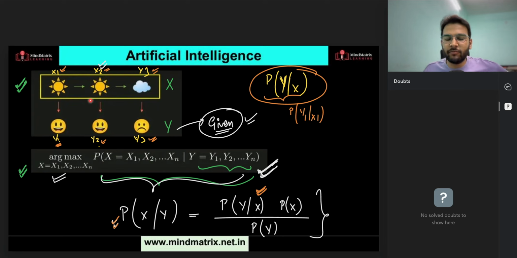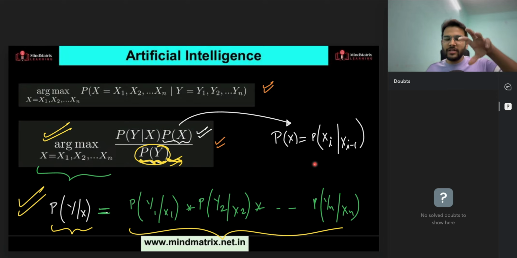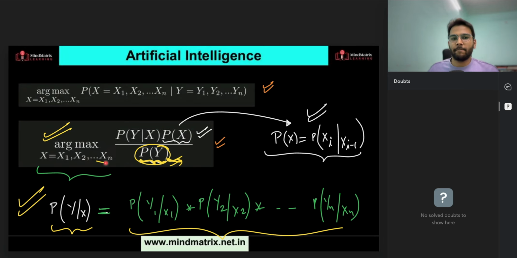Because this X2 depends on X1 now, and this X3 depends on X2. So can I say P of X will be nothing but P of Xi given that Xi minus 1, whatever is the next state given the current state. Yes or no? Is this point clear? Any doubt, anyone?